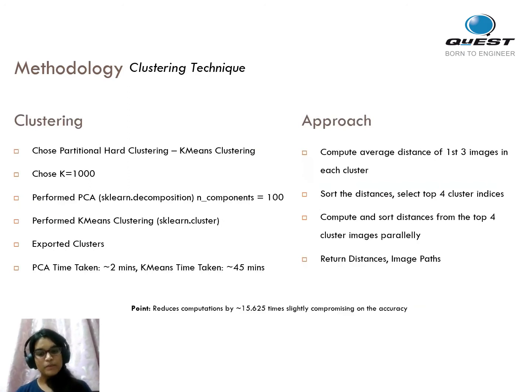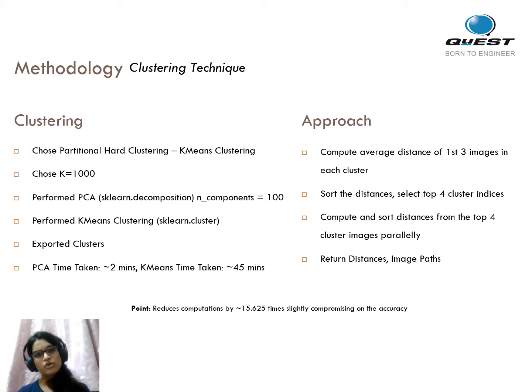So we went with the partitional hard clustering algorithm, which is k-means clustering, for the clustering approach, which is a very standard machine learning algorithm. And we chose the number of clusters, or k, to be 1000 because, as we know, there are 1000 classes in the ImageNet LSVRC 2012 validation data set.